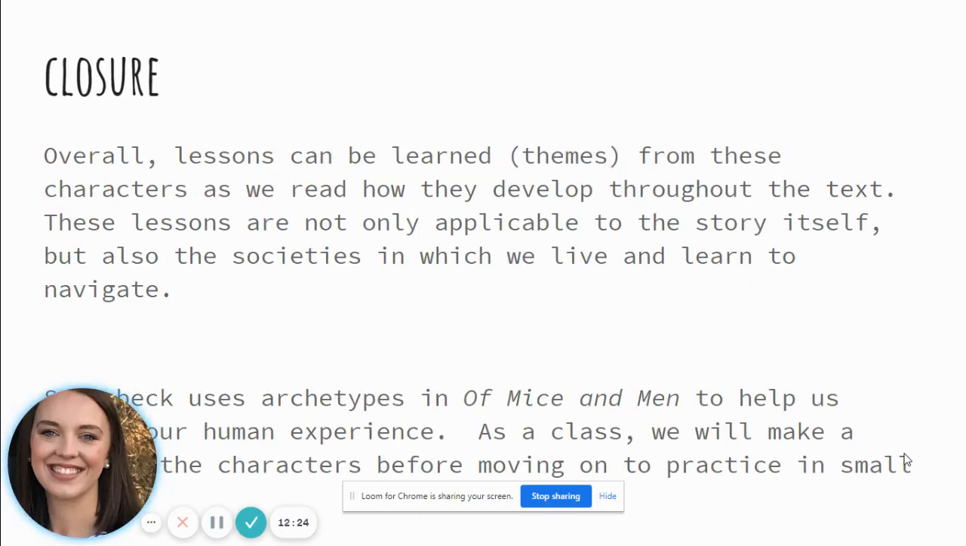So, overall, lessons can be learned from the characters as we read how they develop throughout the text. These lessons are not only applicable to the story itself, but also to the societies in which we live and learn to navigate. Steinbeck uses archetypes in Of Mice and Men to help us understand our human experience. I'm sure your instructor has talked to you many times about how some of the items from the Depression are very similar to items of today or situations of today. I hope that you are having those discussions.